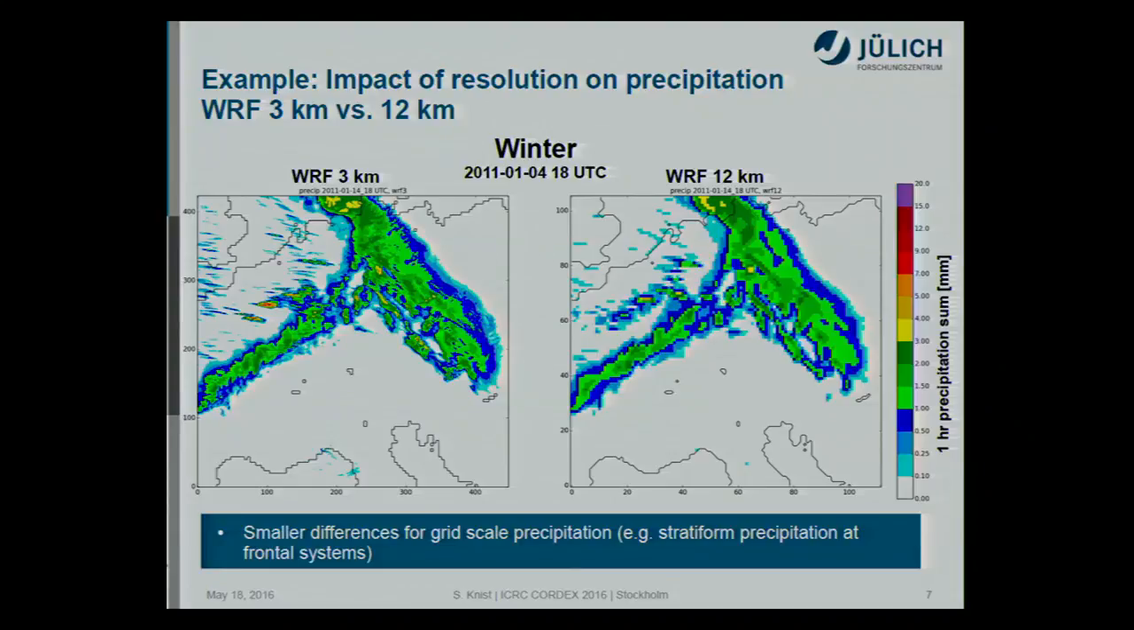In winter, this is hourly precipitation. And what you can see here is that, except for some local differences in the intensity, the overall pattern and amount of precipitation is quite similar in both resolutions, at least if you don't look at areas with steep topography, for example.